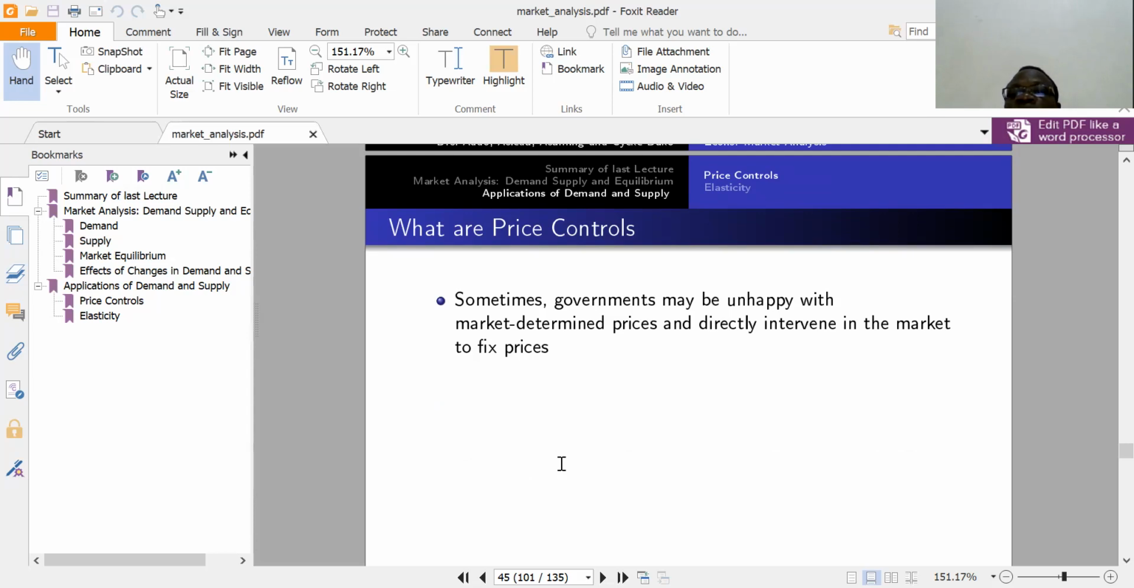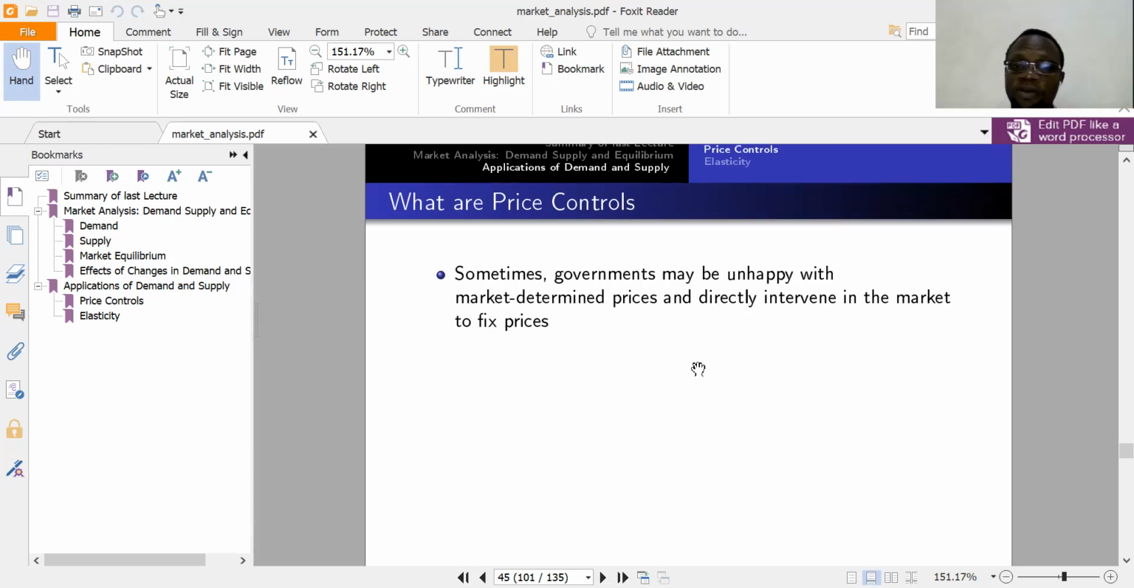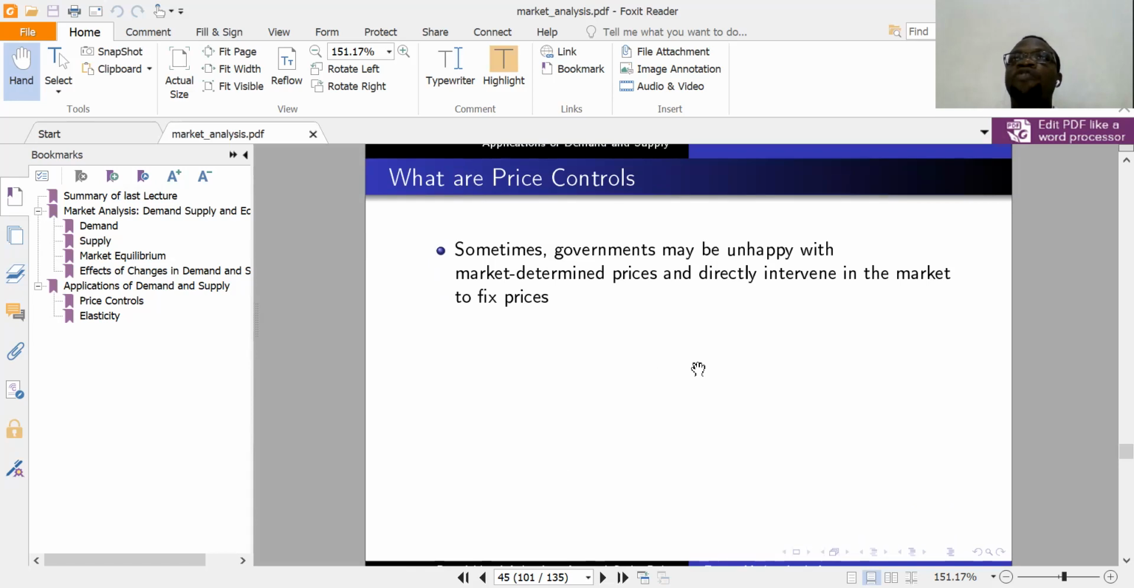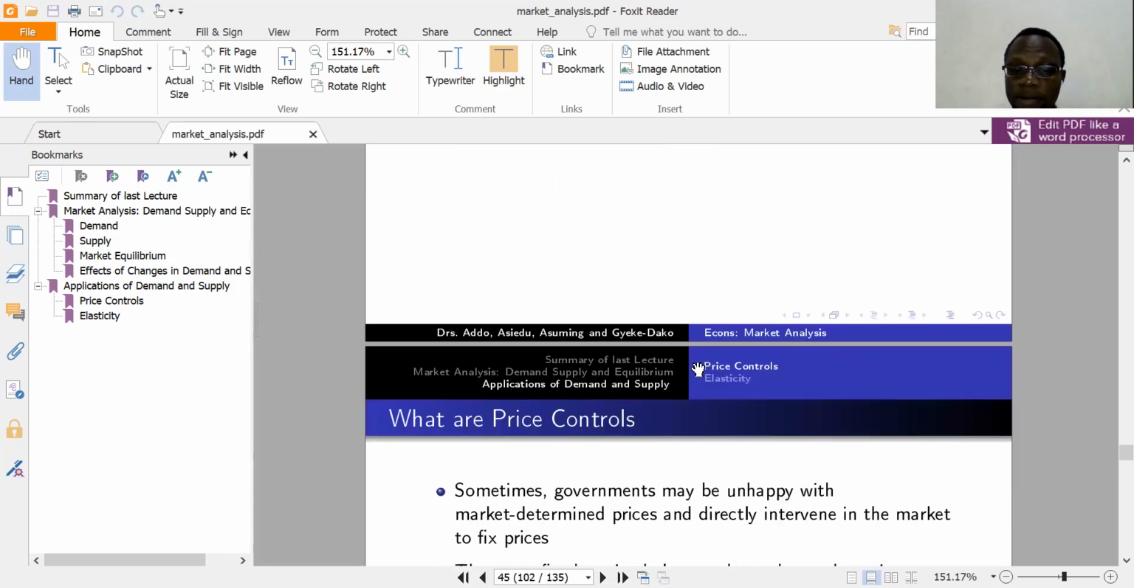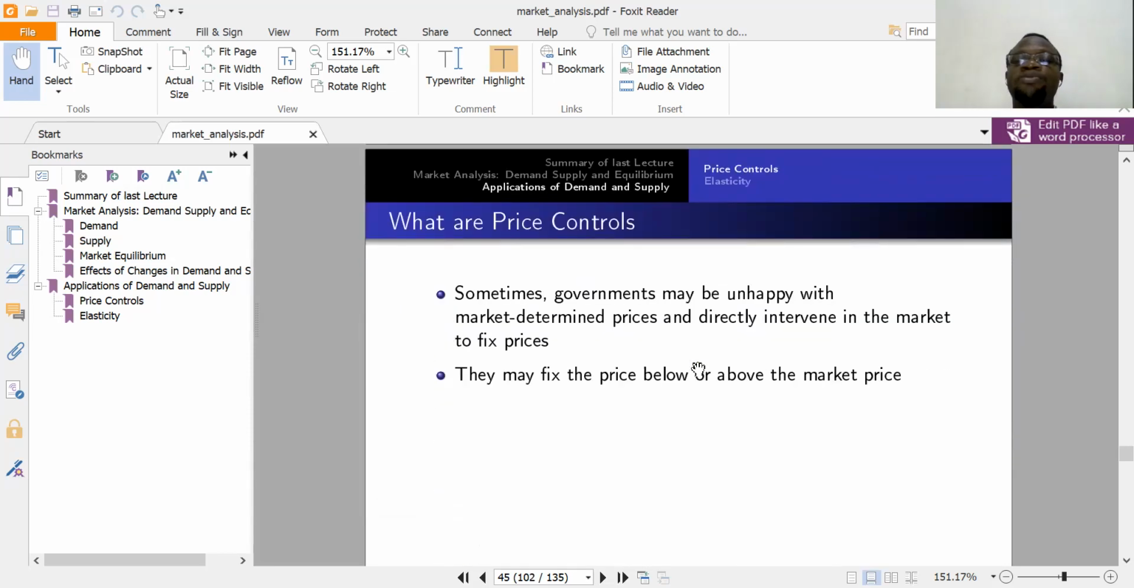Sometimes government may be unhappy with market-determined prices. We want the market to determine prices, but sometimes government may say that the prices are not high enough, or they are too high, and then government will try to enforce a price. So government will try to intervene in the market to fix the prices. Last week I explained that this fixing of prices is not sustainable. It will collapse. So keep that in mind. They may fix the price below or above the market price.